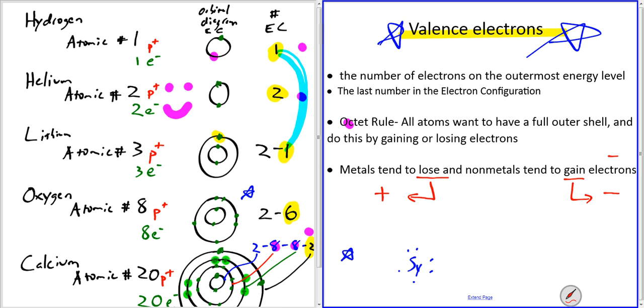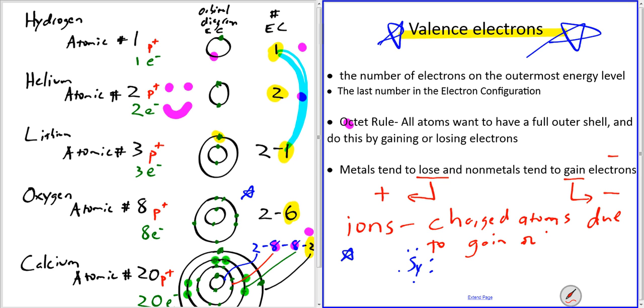And charged atoms are called ions, whether they are positively or negatively charged. Ions are charged atoms, due to gain or loss of electrons.